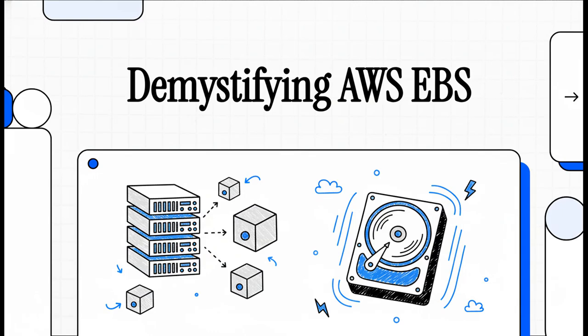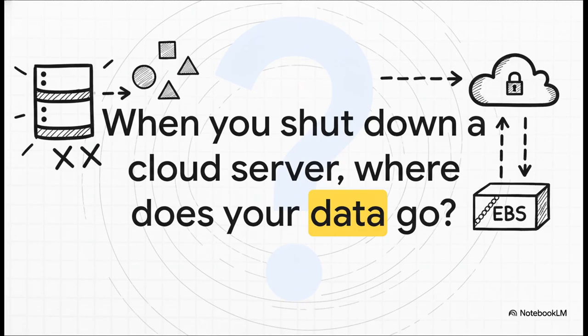Welcome. Today, we are going to pull back the curtain on a really core part of the AWS Cloud, Elastic Block Store, or EBS. The simplest way to think about it, it's basically the hard drive for your servers in the cloud, one that doesn't forget. So let's start with a really fundamental question.